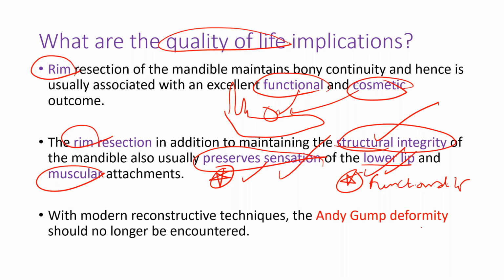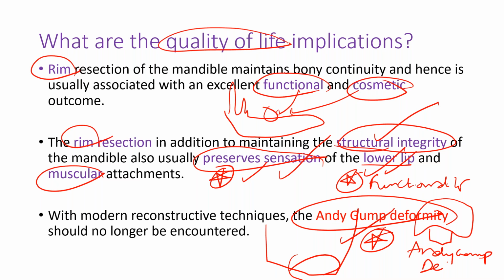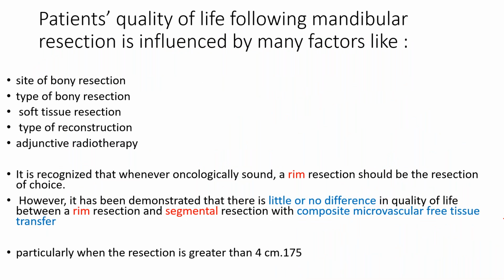If not, they cause something called Andy Gump deformity. Once you remove, for example, part of the mandible, the mandible becomes smaller and the maxilla is that much bigger. So it is called Andy Gump deformity. Next time I'll show all the pictures; this time I could not put them in. What is Andy Gump deformity? That is going to form like this.